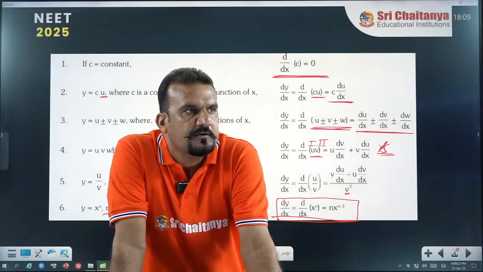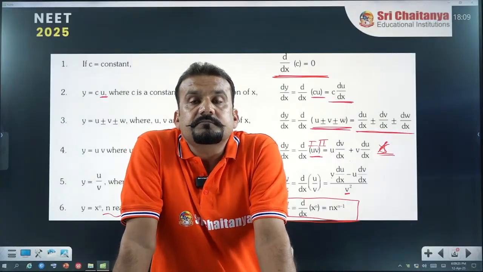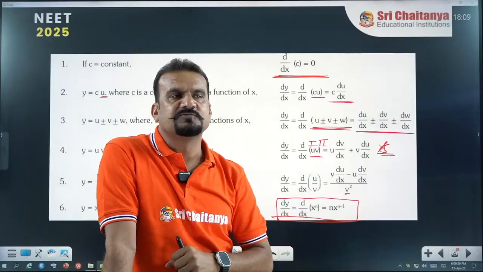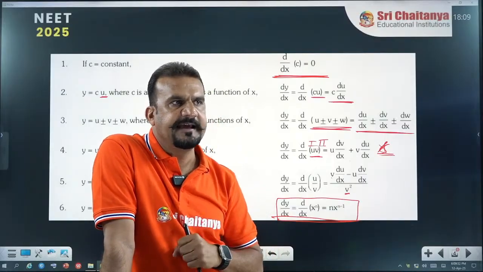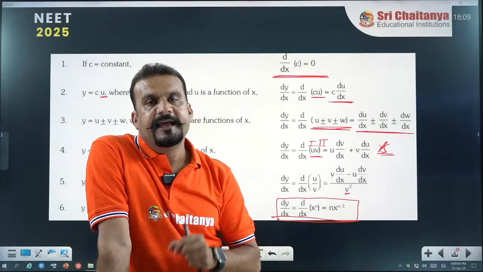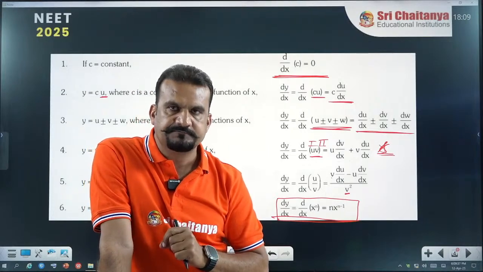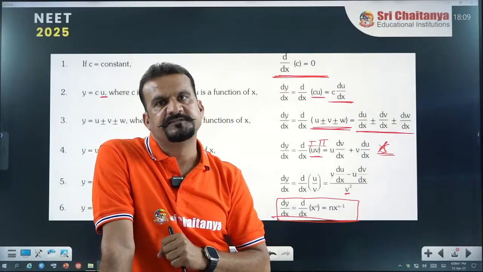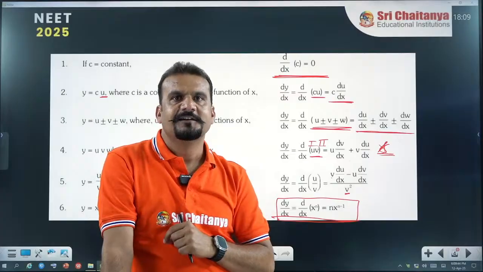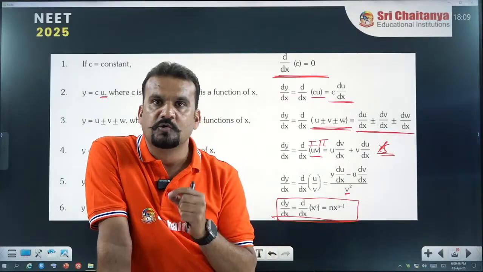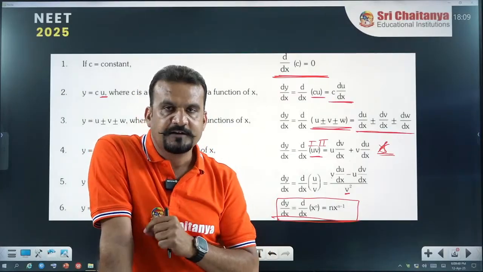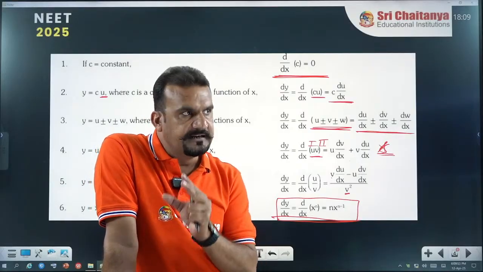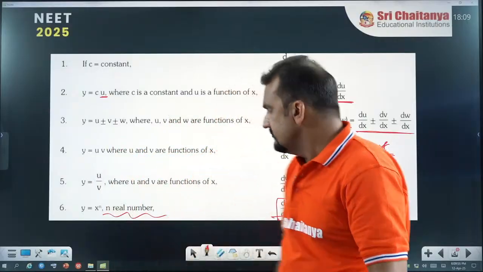So let us revise. What are the rules? Yes, first one is, you should remember differentiation of x to the power n. What is the x to the power n? Very good. N into x to the power n minus 1. Second, constant differentiation is always 0. Third one, sin x differentiation is equal to cos x. Fourth one, cos x differentiation equal to minus sin x. And other rules we will do it with questions.